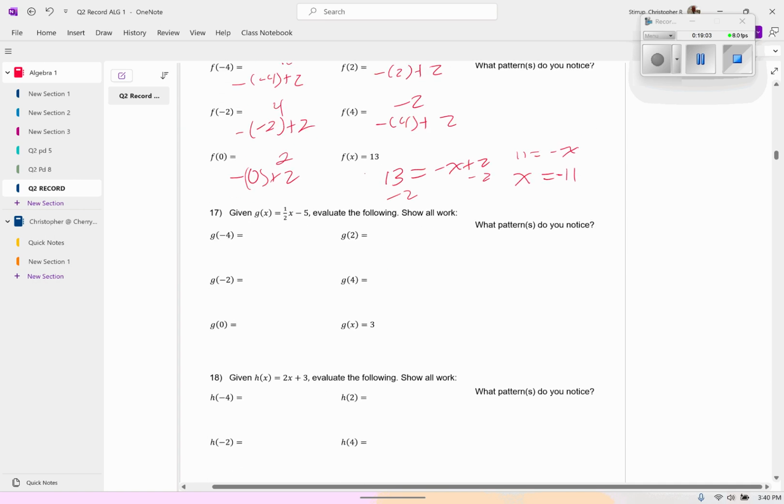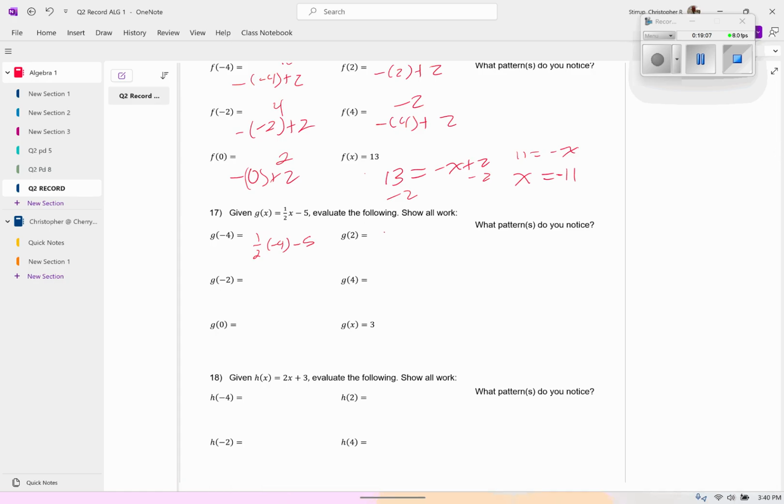Okay, if we're going to go ahead and do these, I'm going to go 1/2 times negative 4 minus 5. 1/2 times 2 minus 5. 1/2 times negative 2 minus 5. Those should have been 1/2, so I'm sorry. 1/2 times 4 minus 5. 1/2 times 0 minus 5. And then 1/2 x minus 5 is equal to 3.